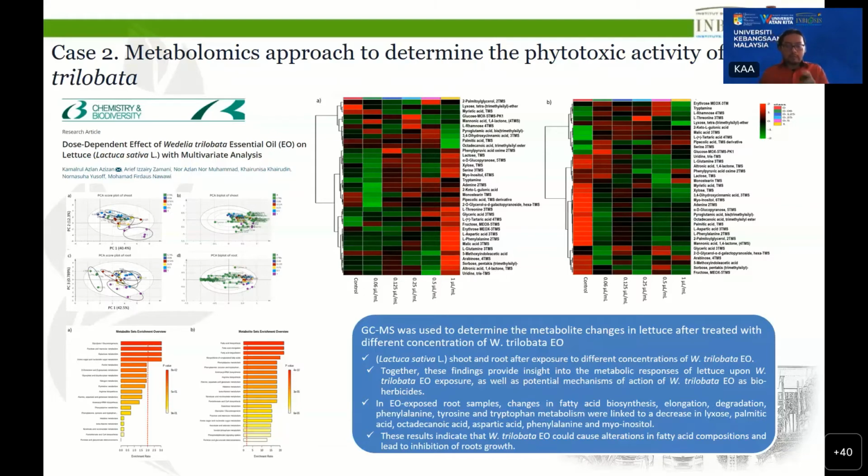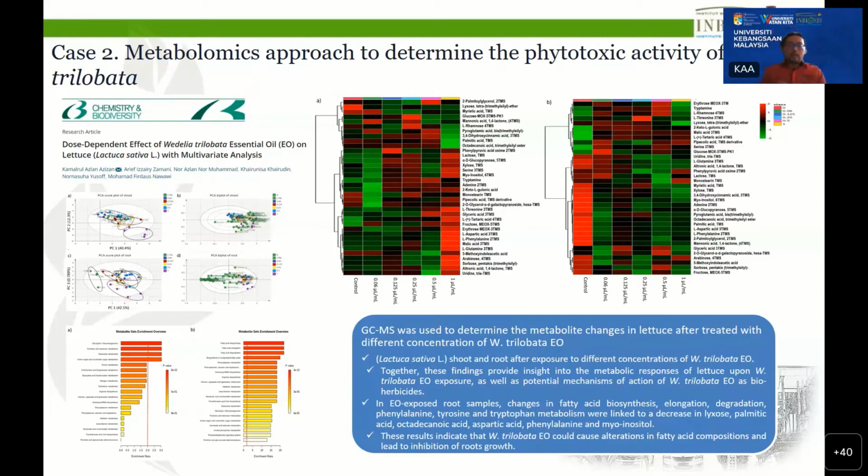oil. So here we have this heat map that tells us how this essential oil alters the metabolite compositions in this 𝐕𝐸 rice and also in the lettuce. If you can see here, different concentrations of essential oil give different metabolite alterations.